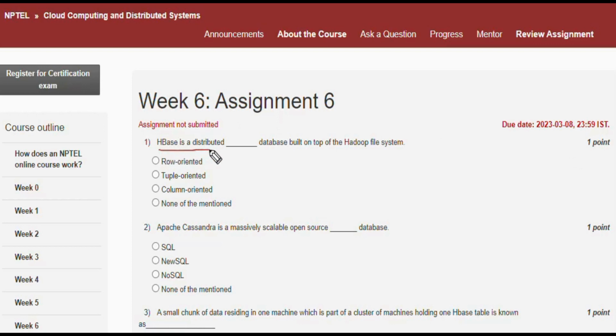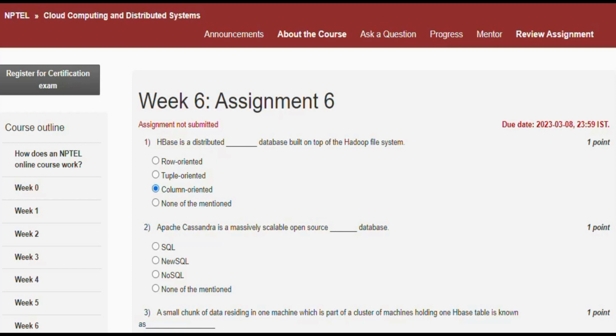HBase is a distributed dash database built on top of the Hadoop file system. The options are row oriented, tuple oriented, column oriented, none of the mentioned, and the answer will be column oriented. So I select column oriented.